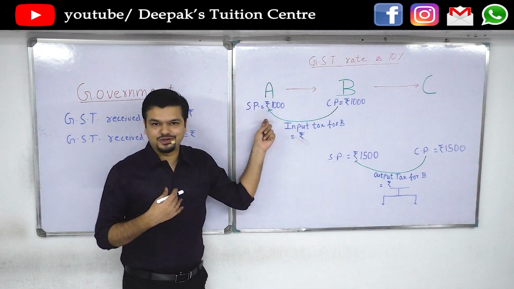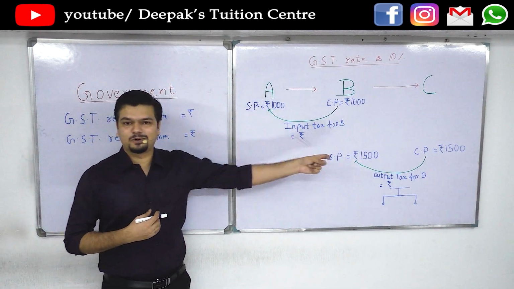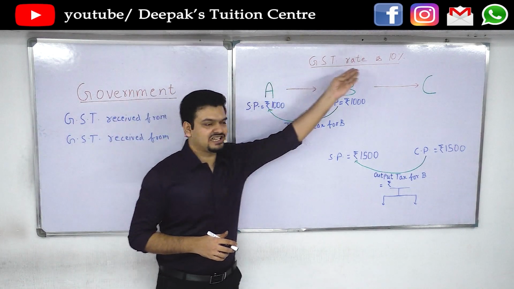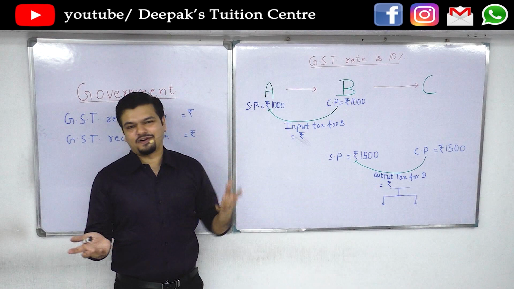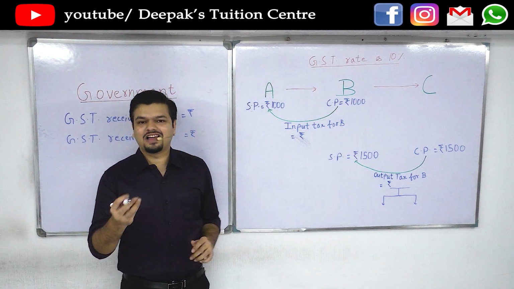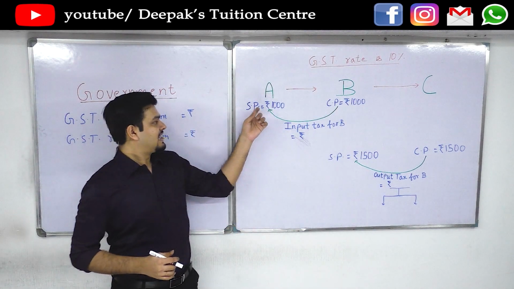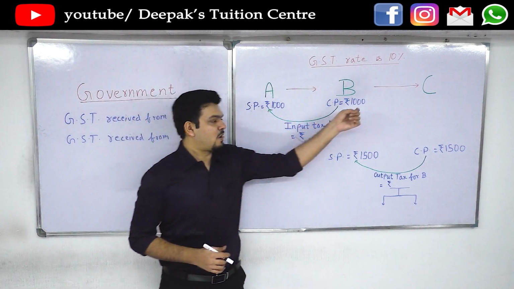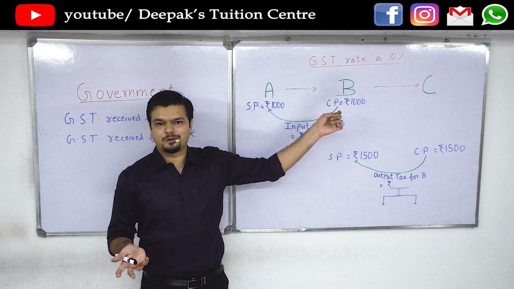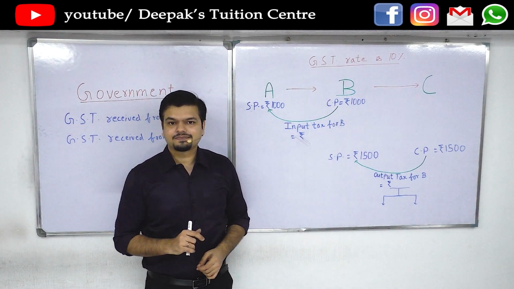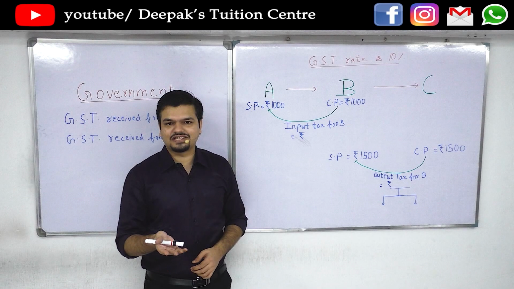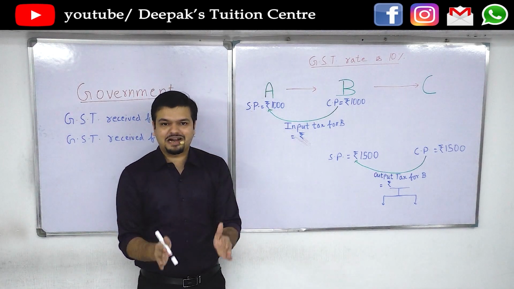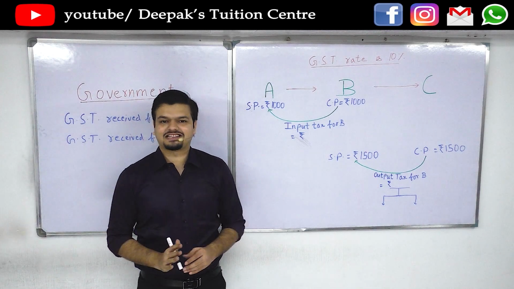So, assuming that A sold the article to B at a price of rupees 1000, and assuming the GST rate is 10% for easy calculation, because 10% is very easily calculated orally. If the selling price for A is 1000 rupees, then the cost price for B will obviously be 1000 rupees plus tax. Logical. So B will always have to pay tax. B does not pay only rupees 1000. He pays the cost price, that is rupees 1000, plus tax.